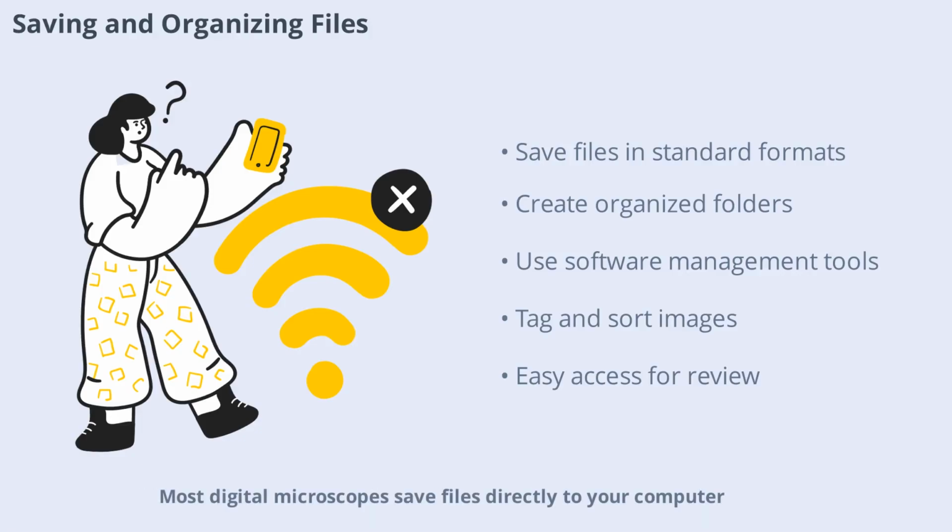After capturing images or videos, it's important to save and organize your files for easy access later. Most digital microscopes save files directly to your computer, often in standard formats like JPEG or MP4. Create folders for different projects or specimens to keep your work organized. Many microscope software programs also offer built-in file management tools, allowing you to tag, sort, and search for images quickly.